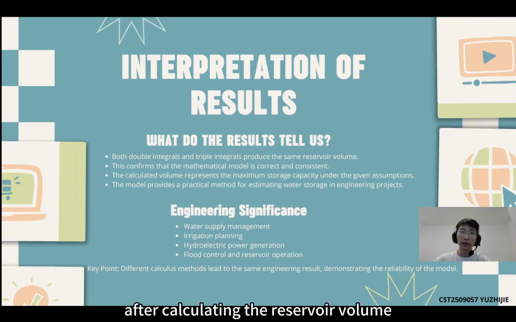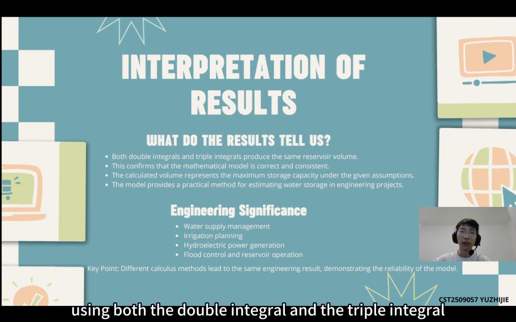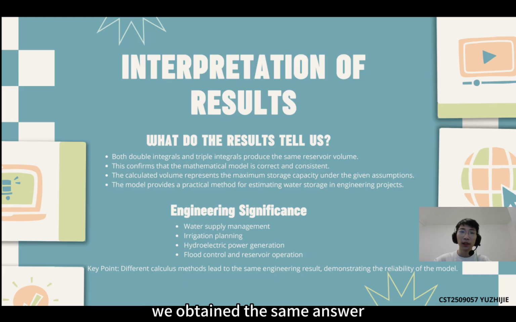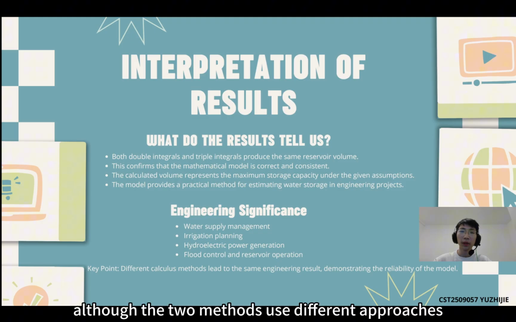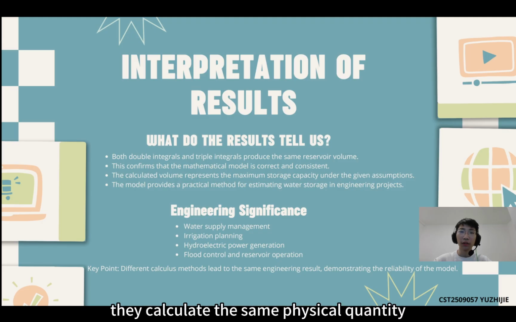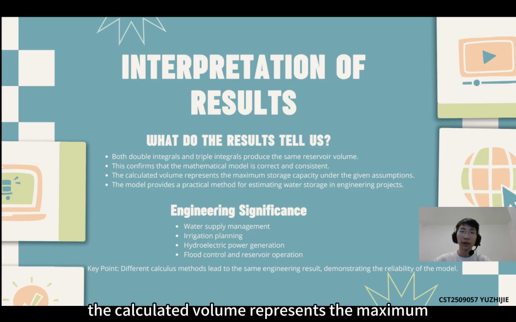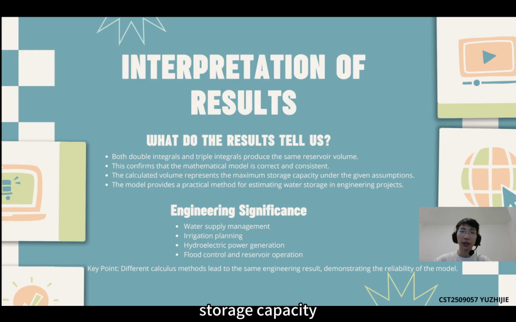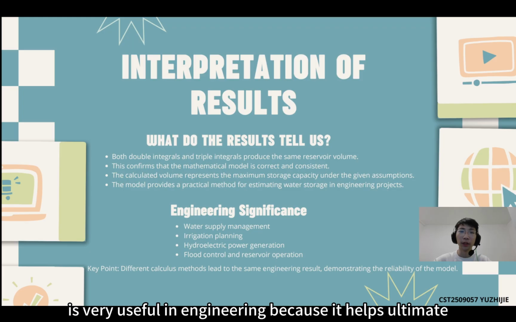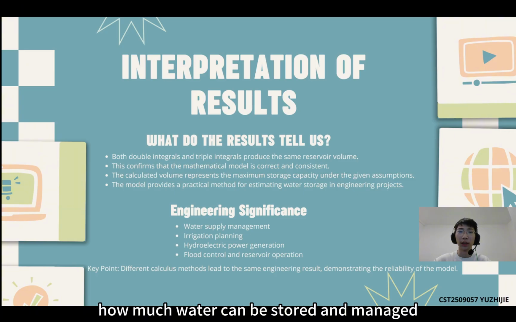Now I will explain the interpretation of our results. After calculating the reservoir volume using both the double integral and the triple integral, we obtained the same answer. This shows that our model is both consistent and reliable. Although the two methods use different approaches, they calculate the same physical quantity, which is the total volume of water stored in the reservoir. The calculated volume represents the maximum storage capacity of the reservoir under our assumptions. This information is very useful in engineering because it helps estimate how much water can be stored and managed.